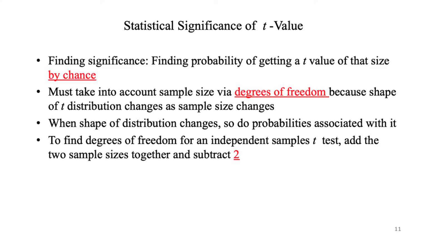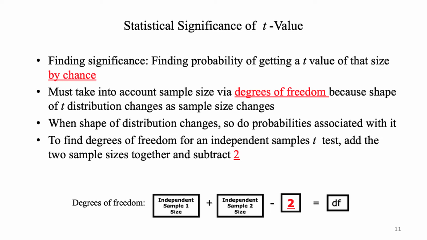So to find the degrees of freedom for an independent samples t-test, you add the two sample sizes together and subtract 2. And it looks like this. Degrees of freedom: independent sample size 1 plus independent sample size 2 minus 2 equals the degrees of freedom. This is going to be critical when you look up a t-score in a table, that you know what the degrees of freedom are. Now, most modern software packages will do it for you. If you want to go old school, you can do that too. Let's move on.